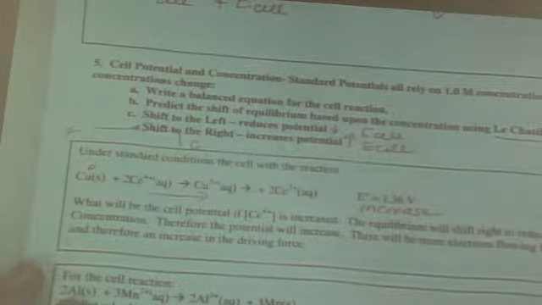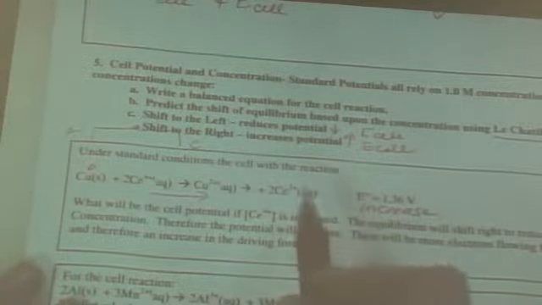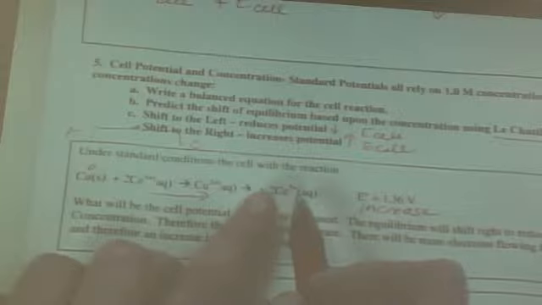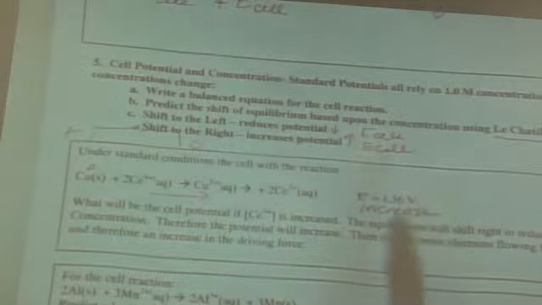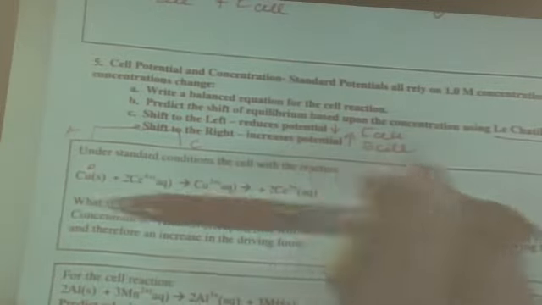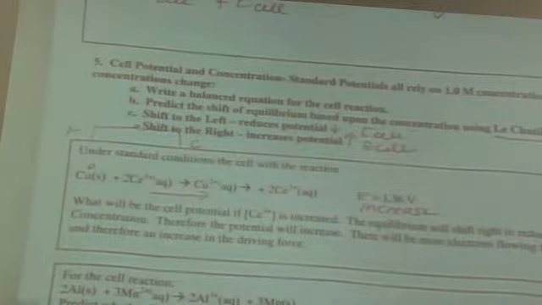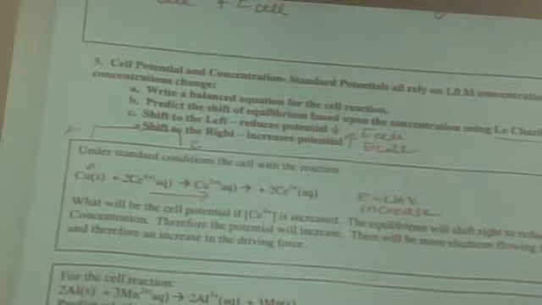Let's say that you increase the concentration of the Ce3+. Which way will equilibrium shift? To the left. So the cell potential would decrease.